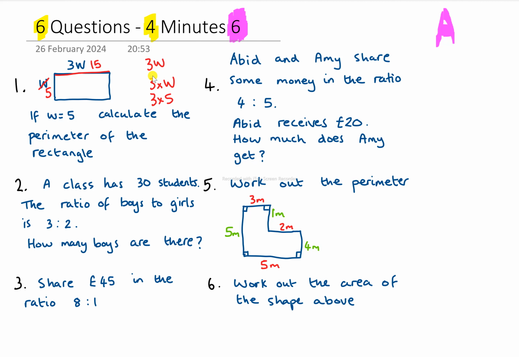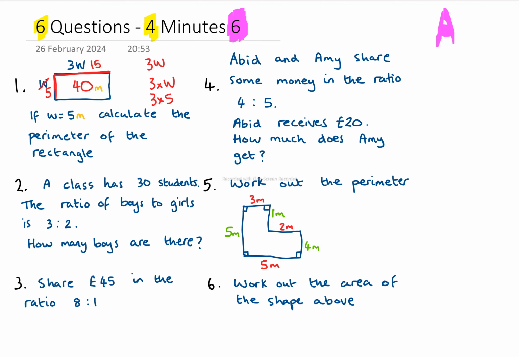And now the quickest way to do it is 15 plus 5 is 20, and then double it. So that becomes 40, whether it's centimeters or meters. So for example, if this was 5 centimeters, the perimeter would be 40 centimeters. If it was meters, this would be 40 meters. Okay, right, let's move on.